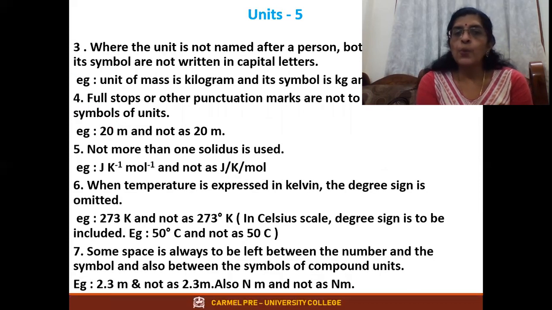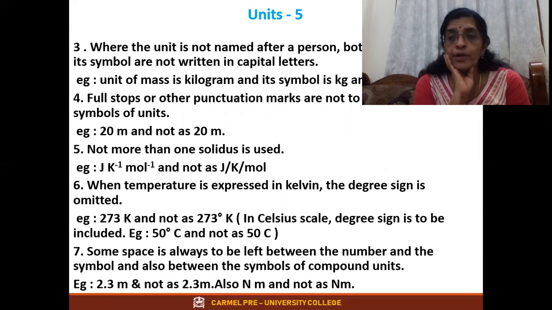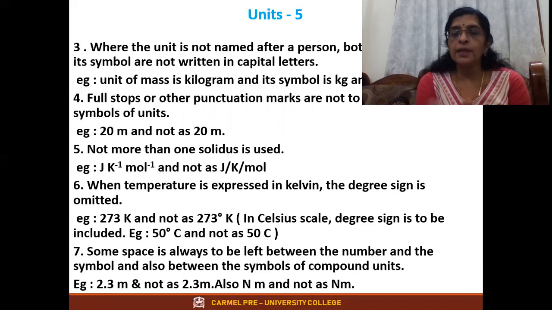Next one is when the unit is not named after a person, what happens? Both the unit as well as the symbol are not written in capital letters. Only in the name of a person do we write in caps, right? Only the symbol will be written in caps. But here, whether you're writing only the symbol or the full form of the unit, there cannot be any capital letter. Say for example, unit of mass, kilogram. Kilogram should be in small only. Symbol is kg. That is also small and not capital KG.